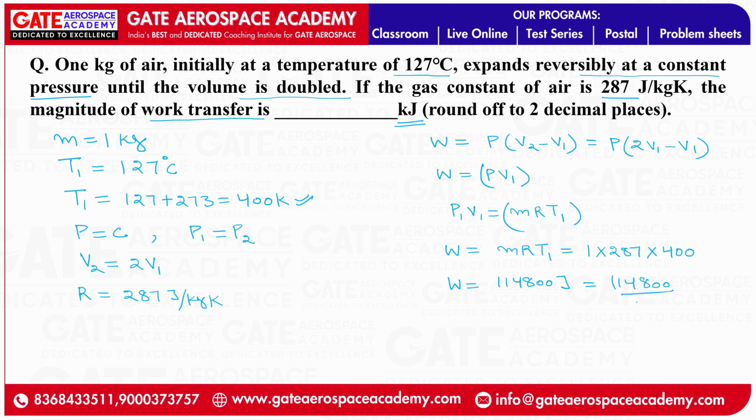114800 divided by 1000, it will be in kilojoule. So the answer will be work done is equal to 114.8 kilojoule. This will be the answer, correct? So this was the example of constant pressure. We had to find out work done for a constant pressure process, correct? Now let's see the next example.